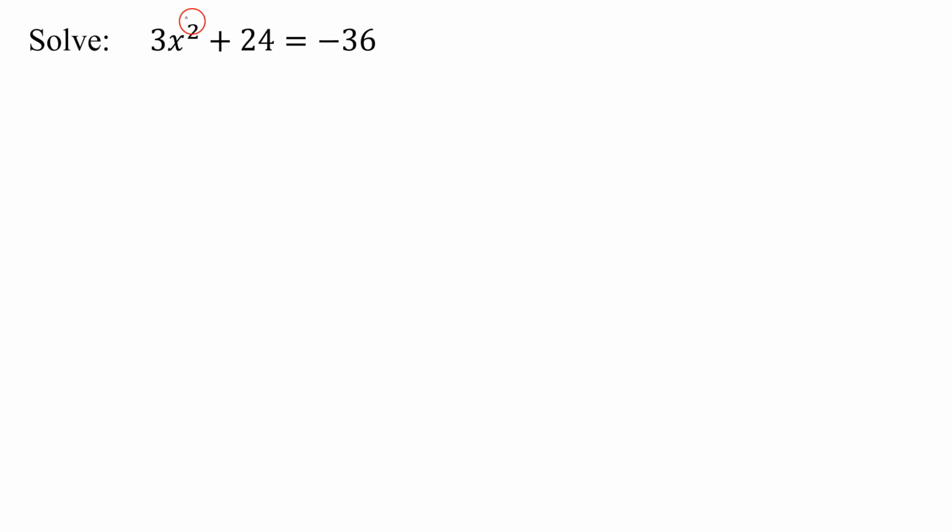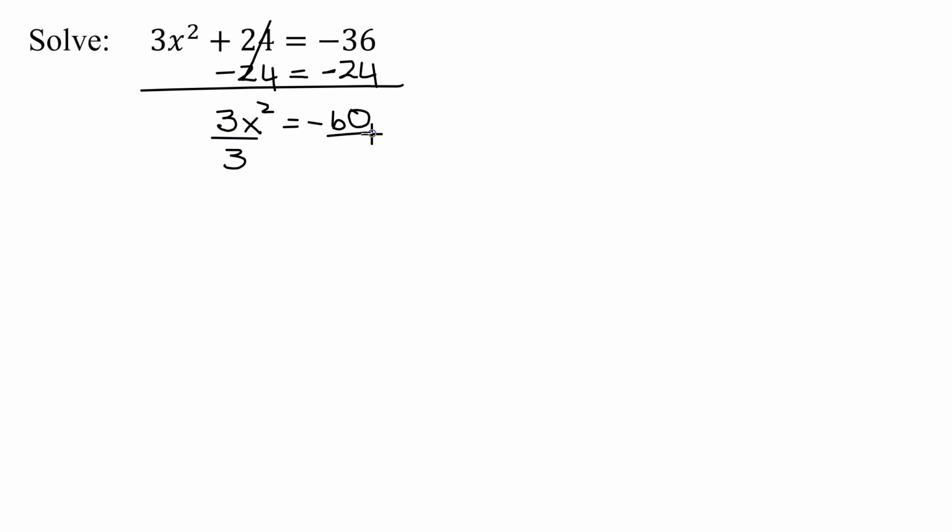I need to isolate x squared all by itself to start with. So the first thing I'm going to have to do is subtract 24 from both sides. And I get 3x squared equals negative 36 minus 24, which is negative 60. Now I'm almost done isolating the x squared term. The only thing left to do is to divide both sides by 3. So I get x squared equals negative 60 divided by 3, which is negative 20.